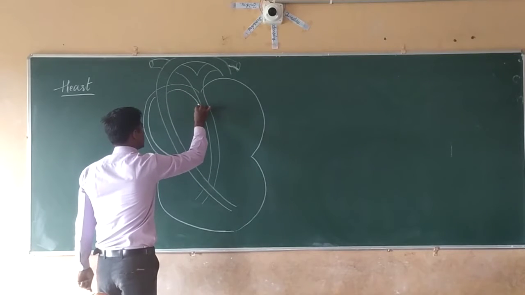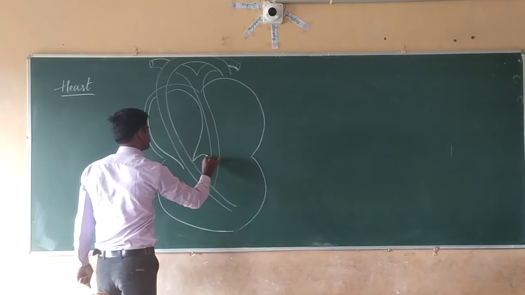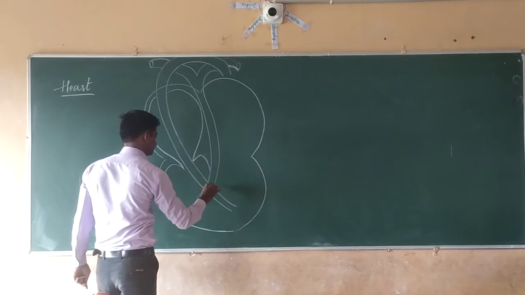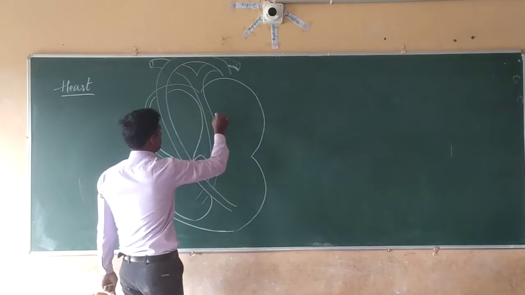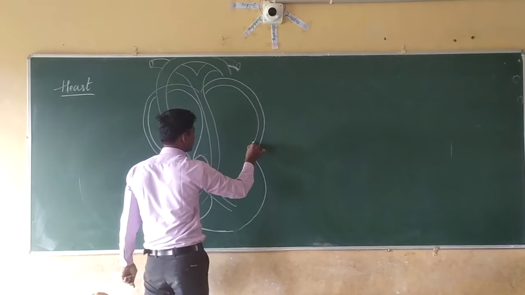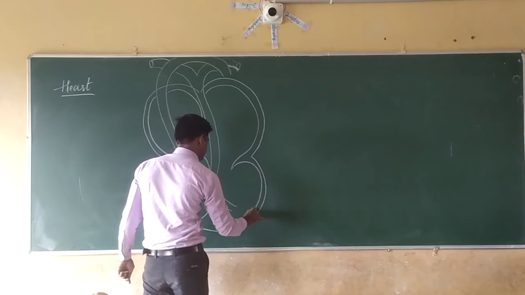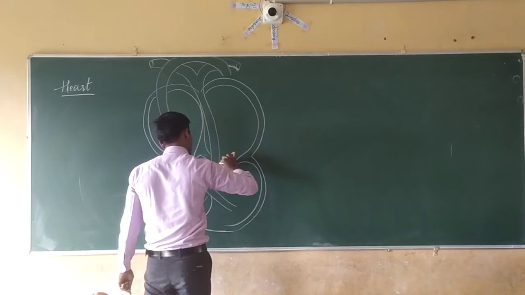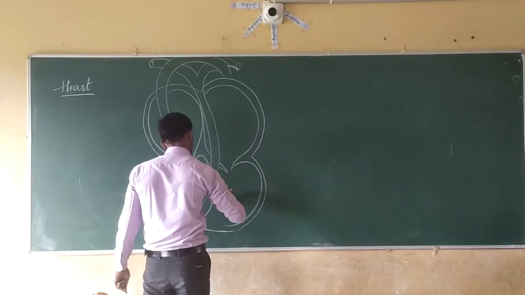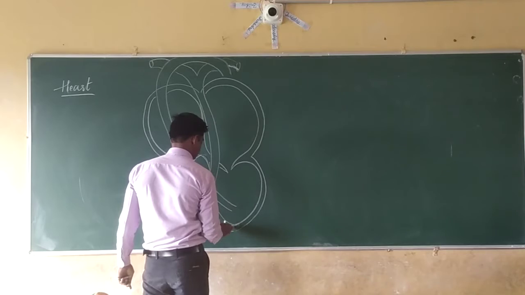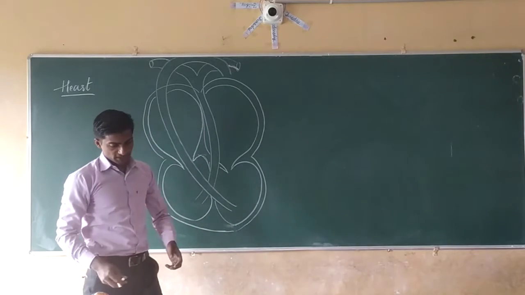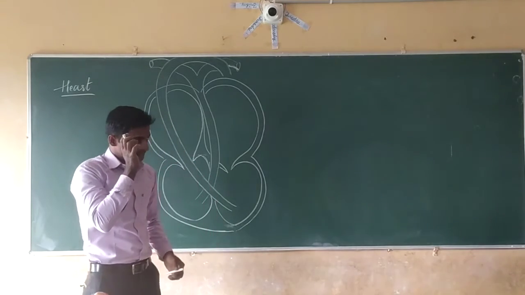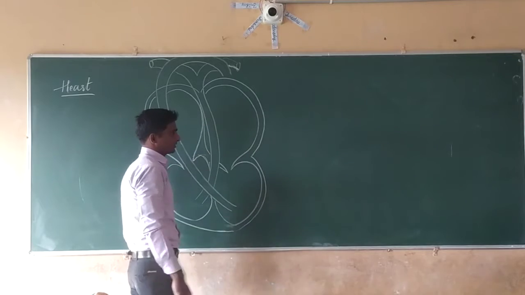Two upper chambers are called the auricles, and two lower chambers are called the ventricles. Also, atrium and ventricles we can say.